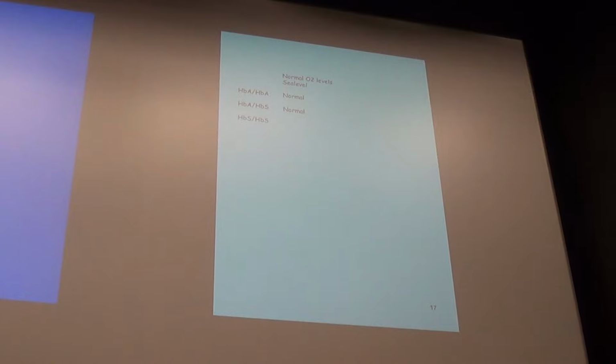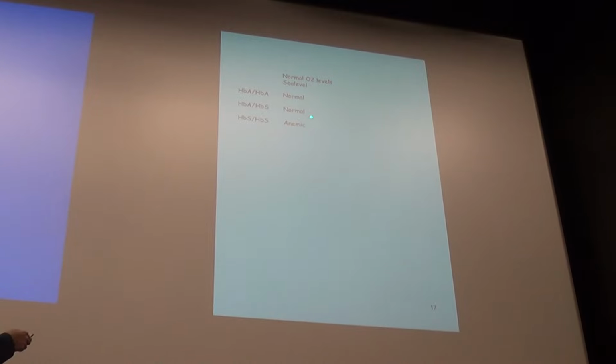Okay, this individual is normal. This individual is normal. And this individual is anemic, unable to carry oxygen. So, based on this, what would you say? Is the sickle cell allele of hemoglobin dominant or recessive? Recessive or dominant? How many think it's dominant? How many think it's recessive?